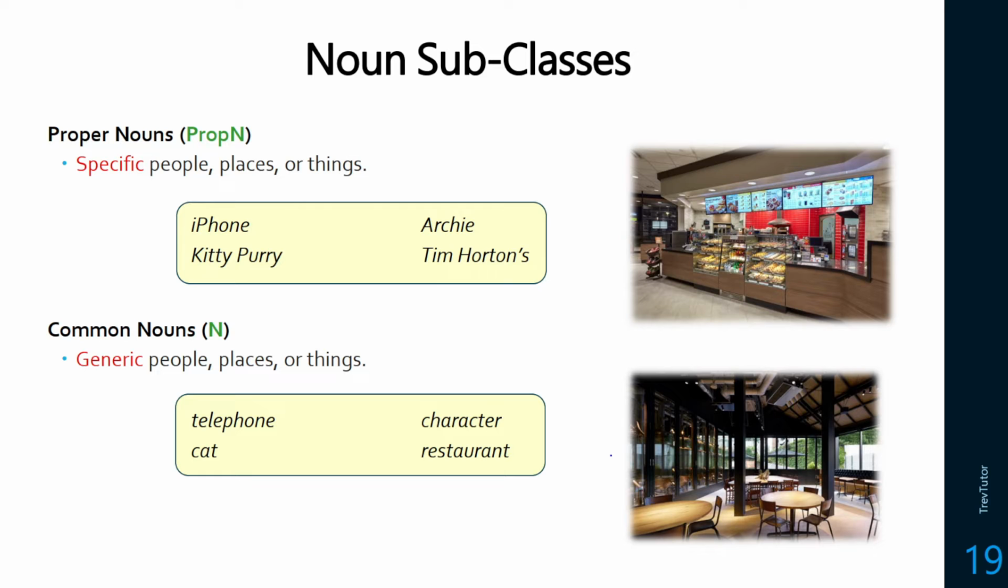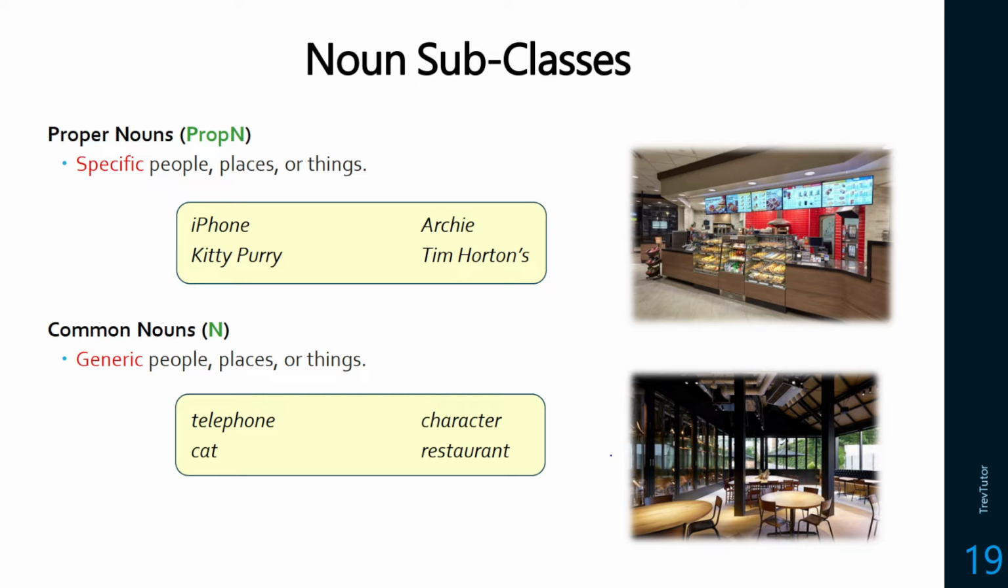There's two subclasses we need to worry about in order to talk about structure and labeling, and these are proper nouns versus common nouns. So proper nouns we'll label as prop n. These are specific people or places, so these have capital letters, while common nouns are just not specific things, these are generic things. So these just don't have capital letters. We're just going to label those as regular nouns.